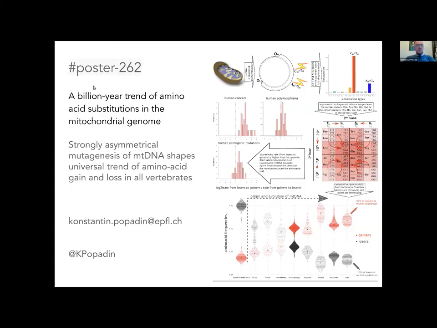My poster is called A Billion-Year Trend of Amino Acid Substitutions in the Mitochondrial Genome. Another, more functional title is: strongly asymmetrical mutagenesis of mtDNA shapes a universal trend of amino acid gain and loss. The graphical part of my poster is represented here, and now I will guide you through it. Please feel free to contact me by email or Twitter.